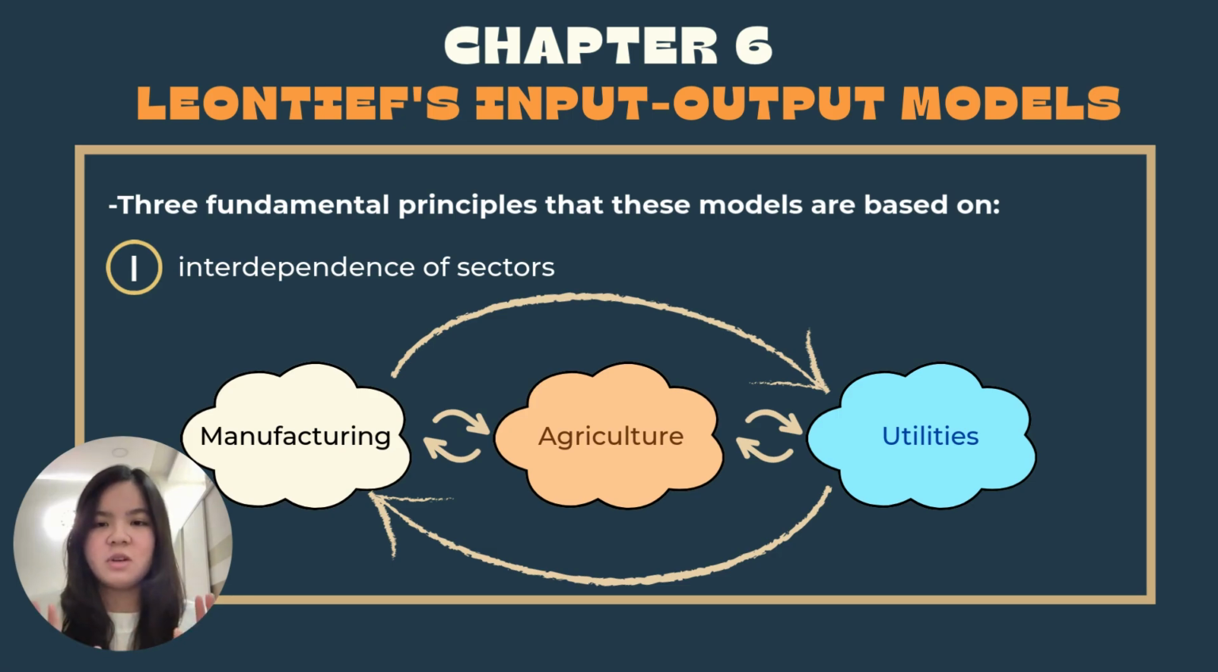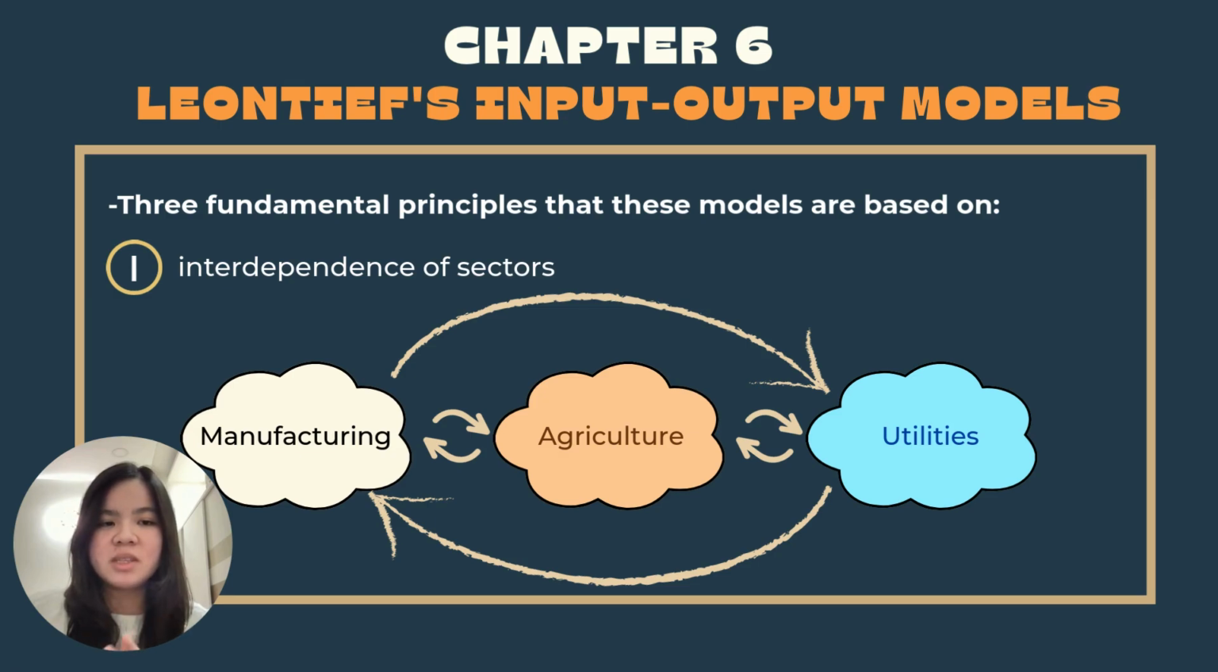Overall, there are three fundamental principles that this model is based on. The first one is the interdependence of sectors. For instance, assuming that the economy consists of only three main sectors: manufacturing, agriculture, and utilities. In this model, it can be observed that the manufacturing sector depends on agriculture, since these industries require food to sustain their workforce.